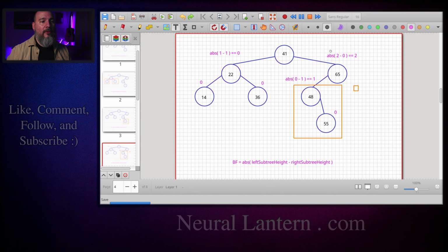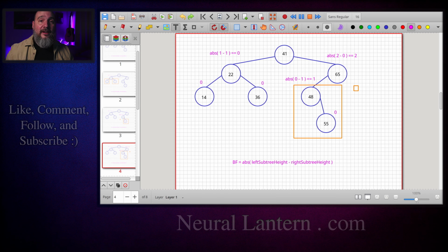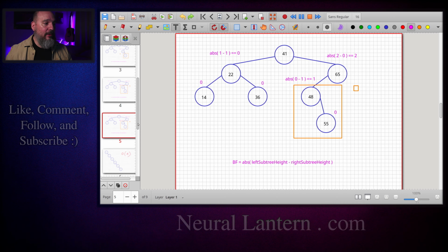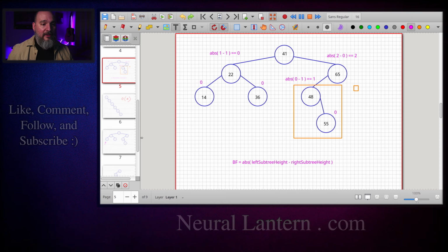At this point, we are already certain that this is not a valid AVL tree, and it would need to be rebalanced or rotated before we could consider it a valid AVL tree in the future. So invalid AVL tree, still a valid binary search tree. Something has to be done.